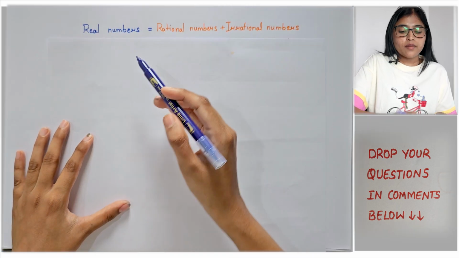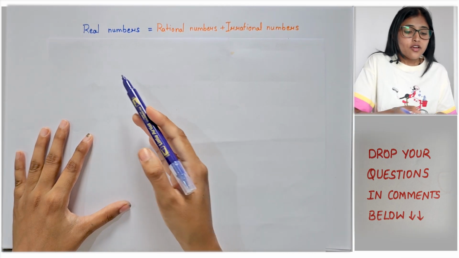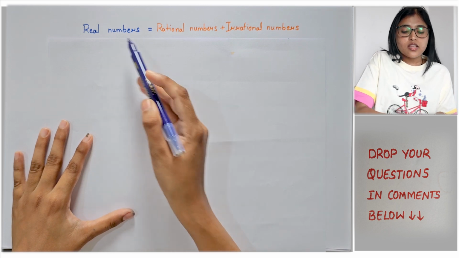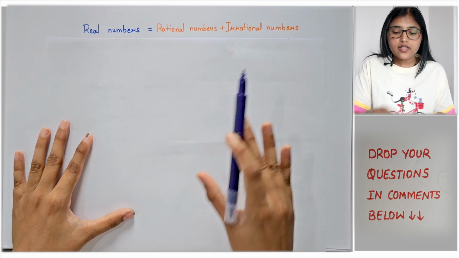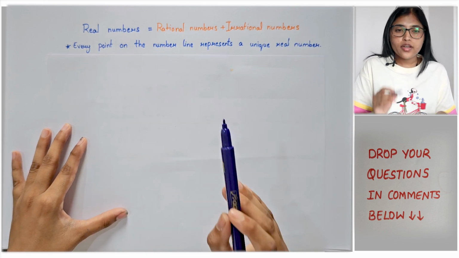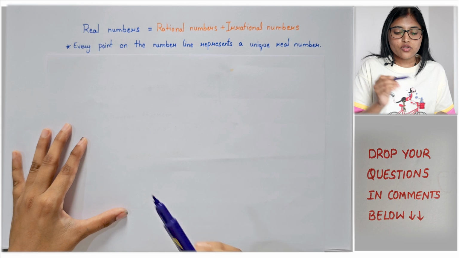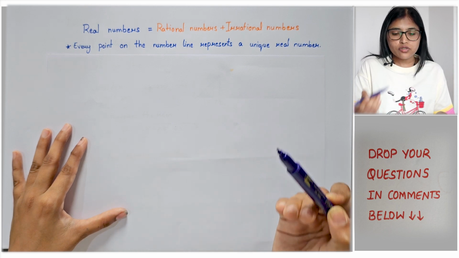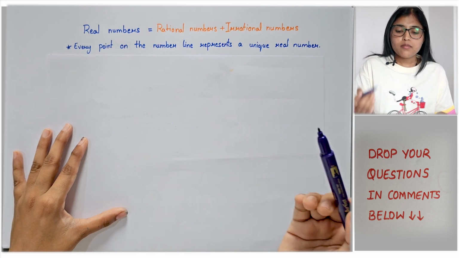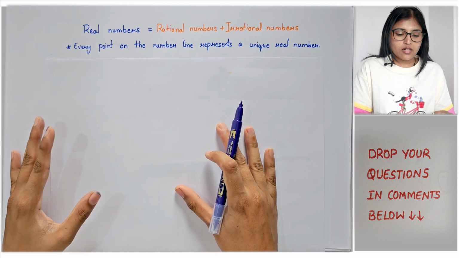From 1.1, our introduction to the number line and the number system, we know that real numbers combine rational numbers and irrational numbers. And we also know that every point on the number line represents a unique real number. So it can be a fraction, it can be a natural number, whole number or integer, but any point on the number line is going to represent a unique real number.